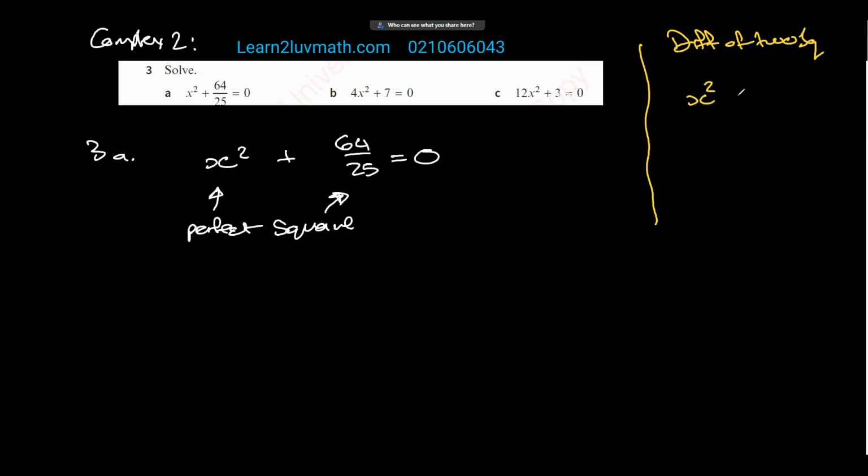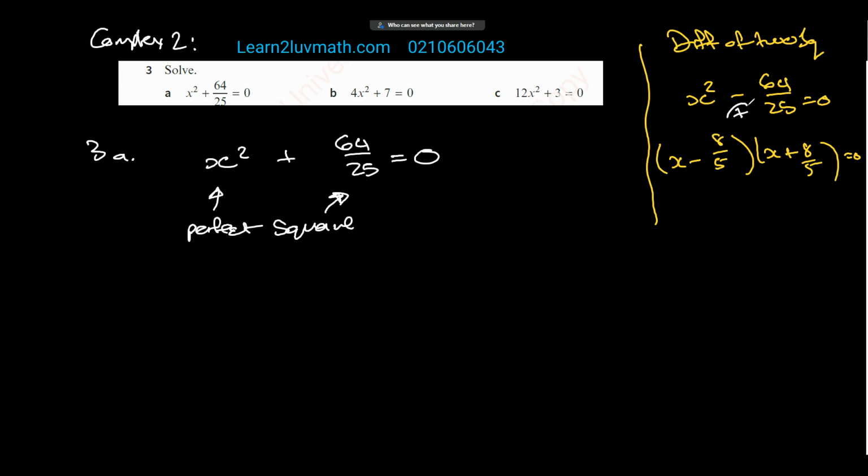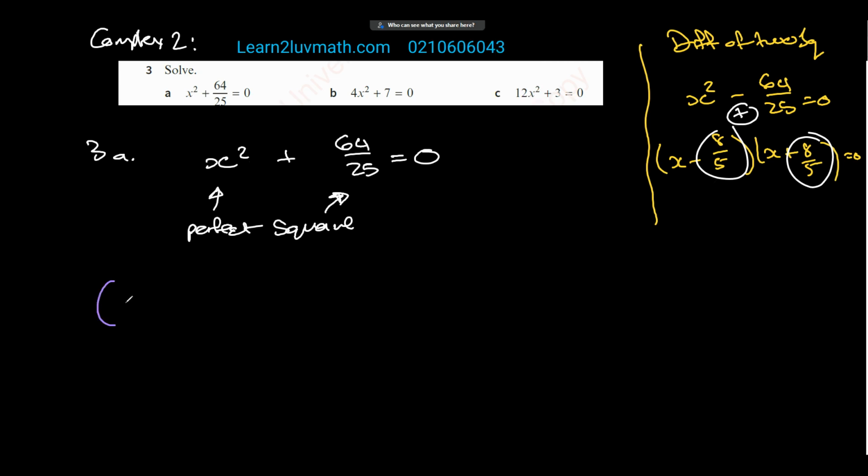If we had x squared minus 64 over 25 equals 0, then it's quite easy to say it's going to be x minus 8 over 5 times x plus 8 over 5 equals 0. But now, because we've introduced a plus over here, we still want to have a minus. So how do I change this so that it becomes that? And this is where complex numbers come in, because complex numbers allow you to factorize this using difference of squares. So you can actually go x minus 8 over 5 i, x plus 8 over 5 i.